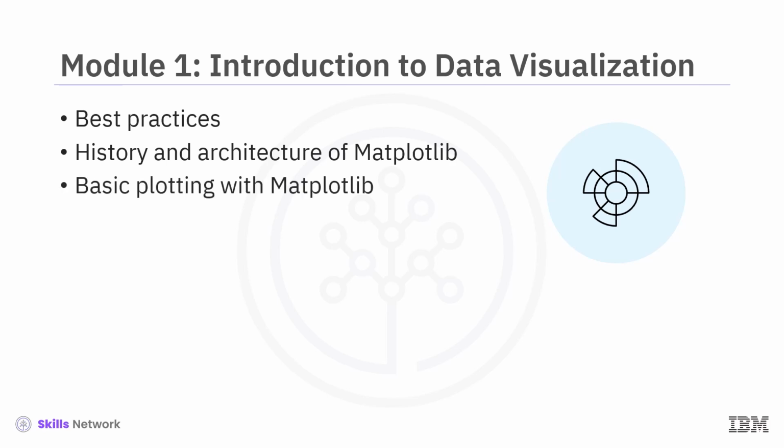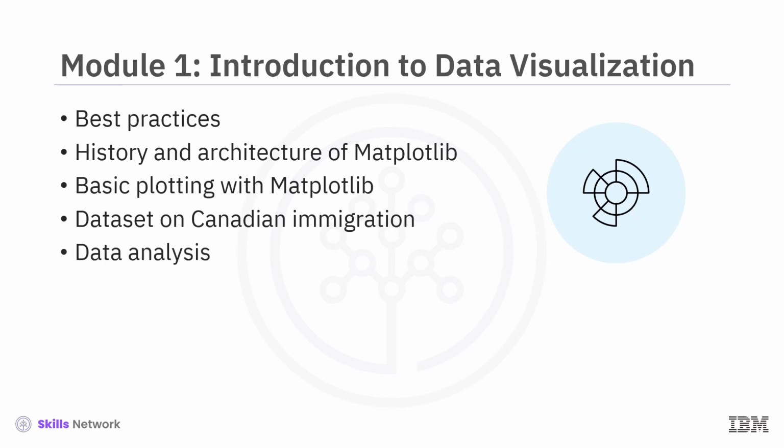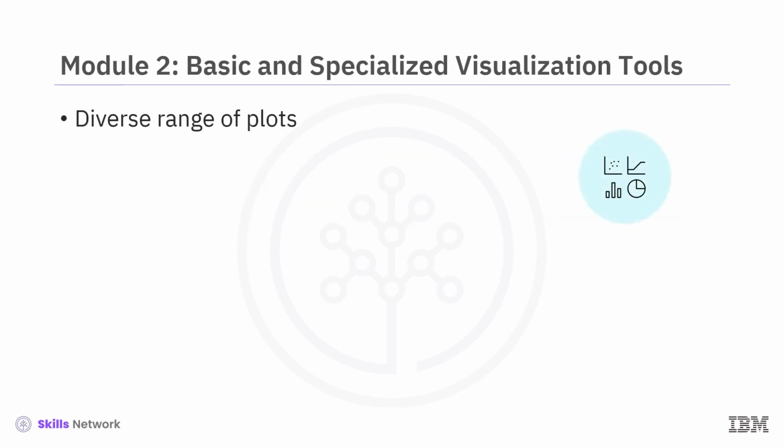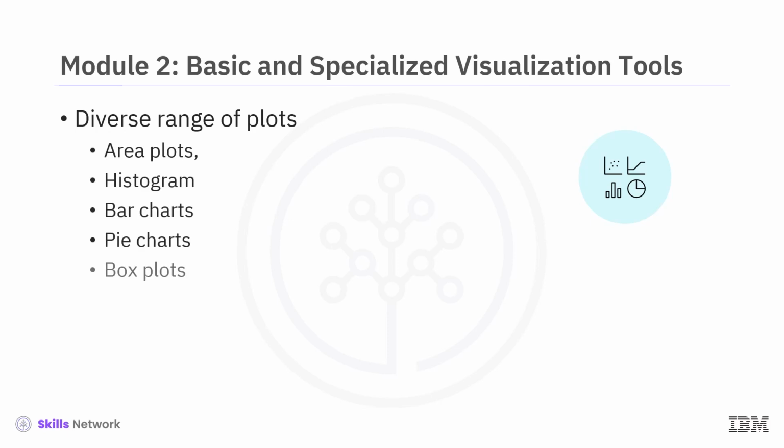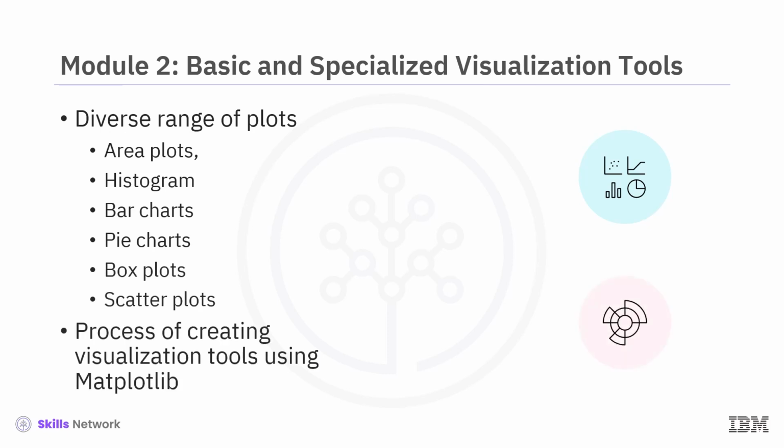Furthermore, you'll learn about basic plotting with Matplotlib and explore the dataset on Canadian immigration, which you'll use during the course. Lastly, you will analyze data in a data frame and generate line plots using Matplotlib. In Module 2, you will create a diverse range of plots using Matplotlib and the Data Visualization Library. This module will teach you about area plots, histograms, bar charts, pie charts, box plots, and scatter plots. You'll also explore the process of creating these visualization tools using Matplotlib.